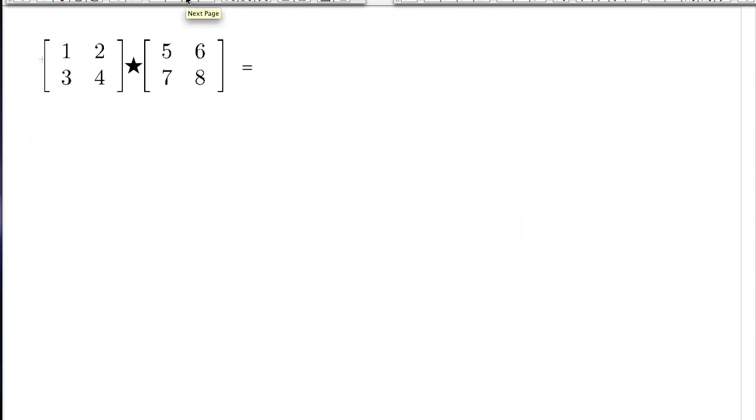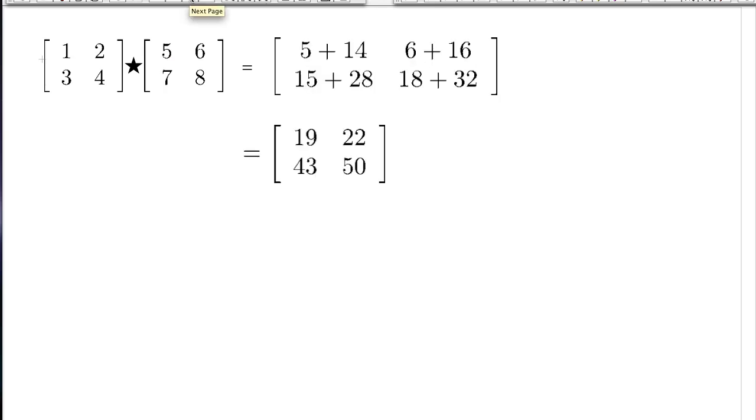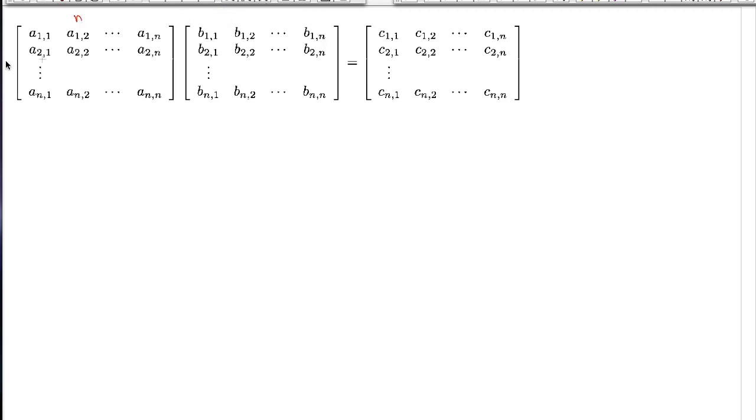I hope that everybody was able to complete this matrix multiplication primer. The number right here is essentially 1 times 5 plus 2 times 7, right? So it's 5 plus 14 is equal to 19. That's an example of what the matrix should be. In general, if you have an n by n matrix and you're multiplying it by another n by n matrix, your result will be n by n, and each value C_ij is going to be the sum of A_ik times B_kj.